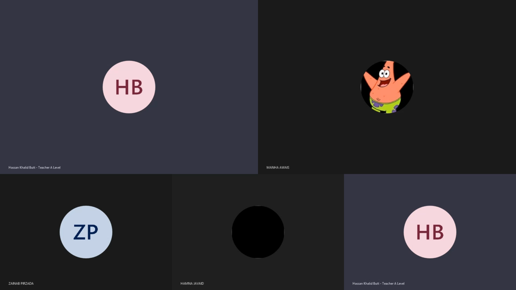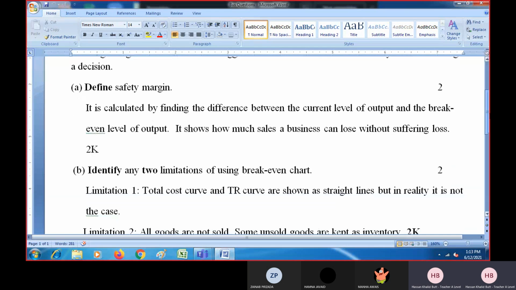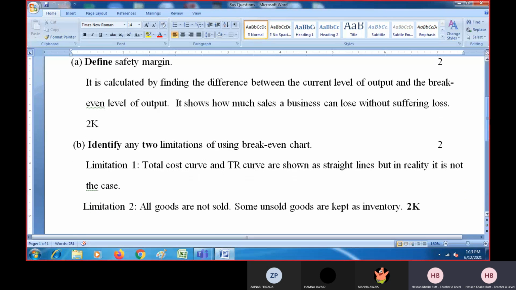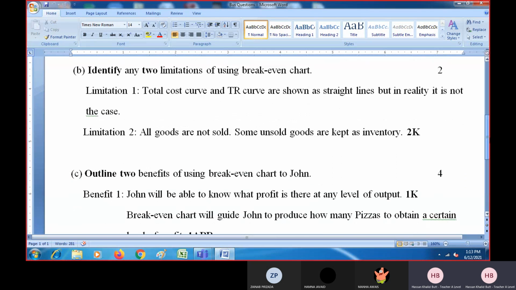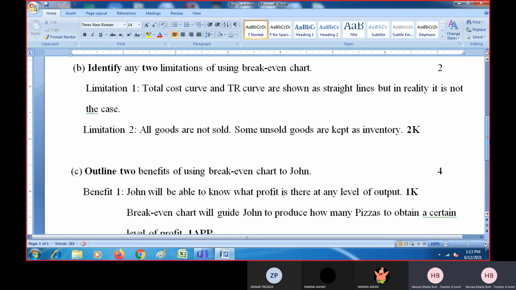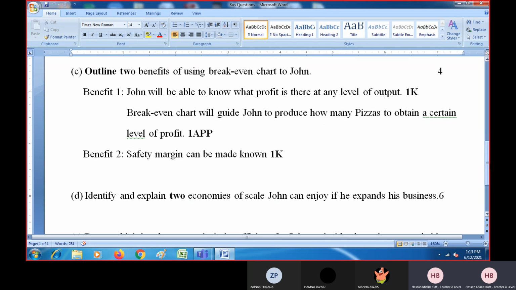Now, this is the sheet we were covering. We are actually working on it. So that was the information there. We answered the first part, that is define safety margin. Then we answered the B part, identify any two limitations of using break-even chart. And then part C, outline two benefits of using break-even chart to John.